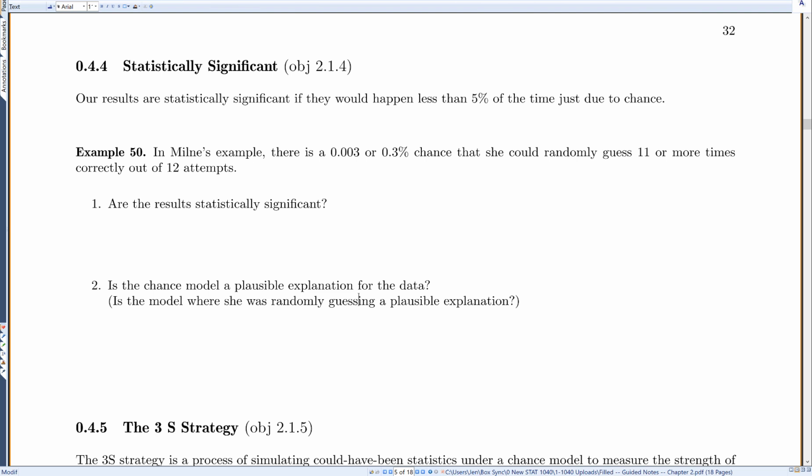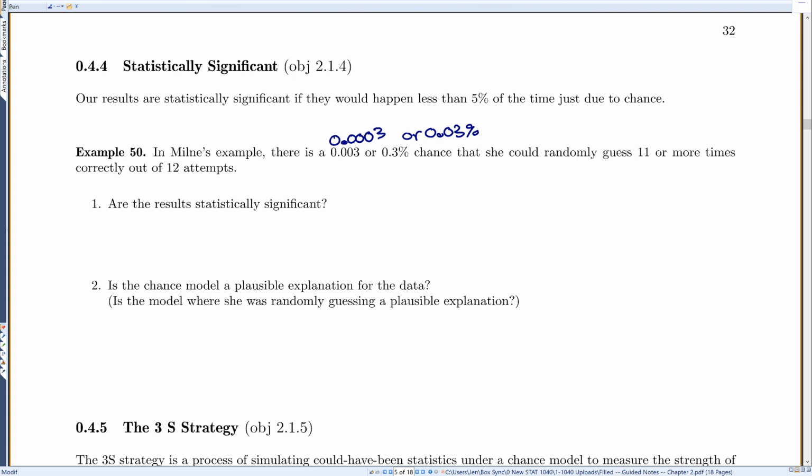So we will say that something is considered officially statistically significant if the results would happen less than 5% of the time just due to chance. So in Milne's example, there was a 0.003 or 3% chance. Actually, this p-value was bigger than the one I got last time. Okay, so every time you simulate, you get a different p-value. So this time I got a 0.3% chance that she could randomly guess 11 or more times correctly out of 12 attempts. Let's just change this so that it matches so you don't get confused in your notes later. So we'll just say 0.0003 or 0.03% chance that she could randomly guess 11 or more times correctly out of 12 attempts.